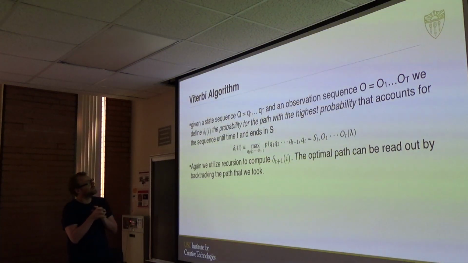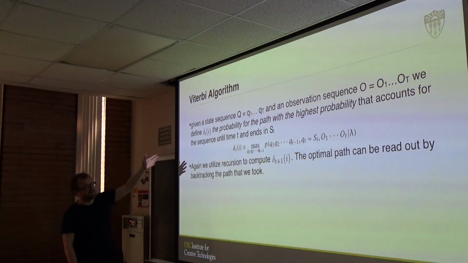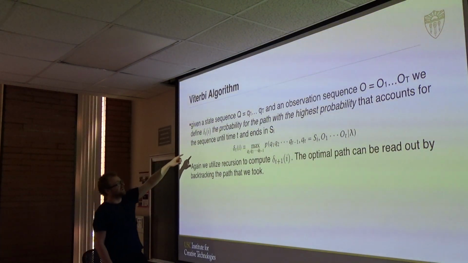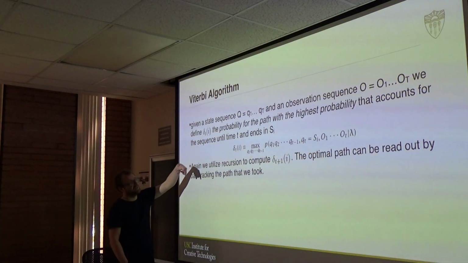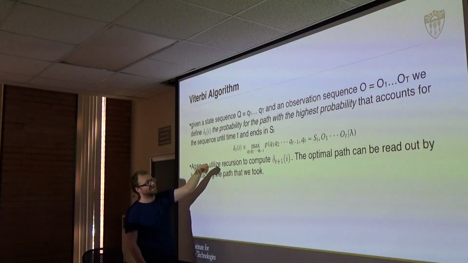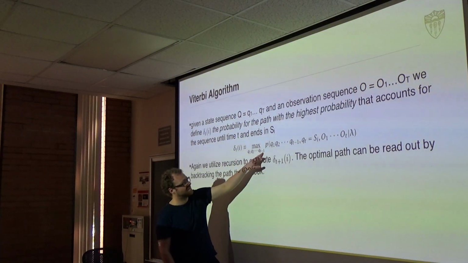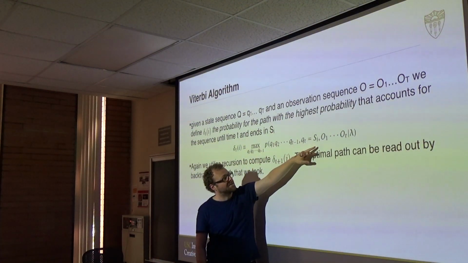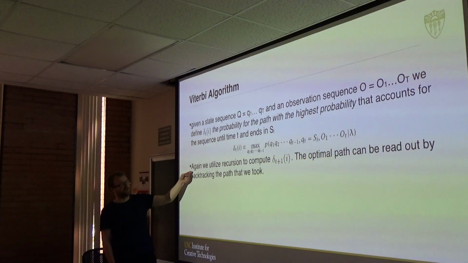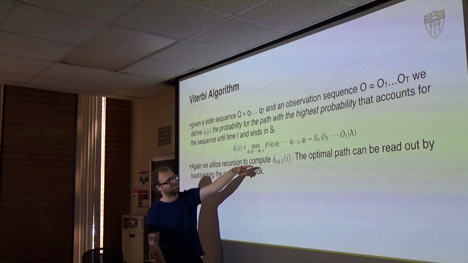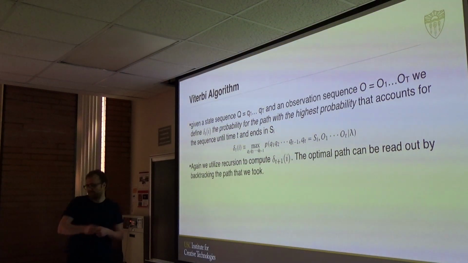Basically, again, given a state sequence and an observation sequence, we define this delta t, which is the probability of the path with the highest probability that accounts for the sequence until time t and ends in Si. So this is the maximum over the state sequences and the observations. And again, we use recursion to compute delta t plus 1. The optimal path can be read out after the fact through backtracking.